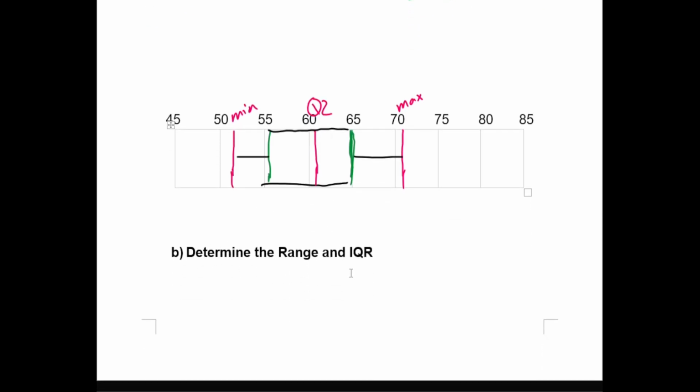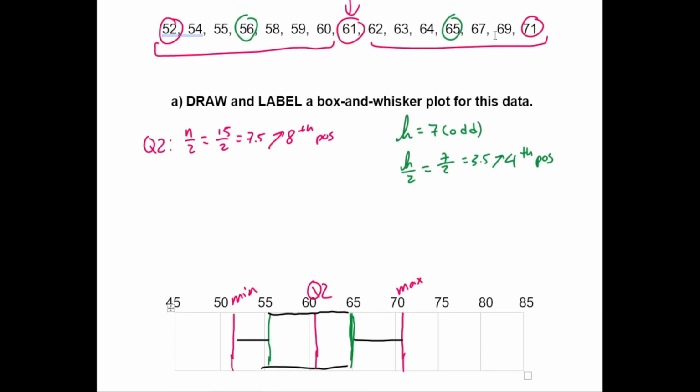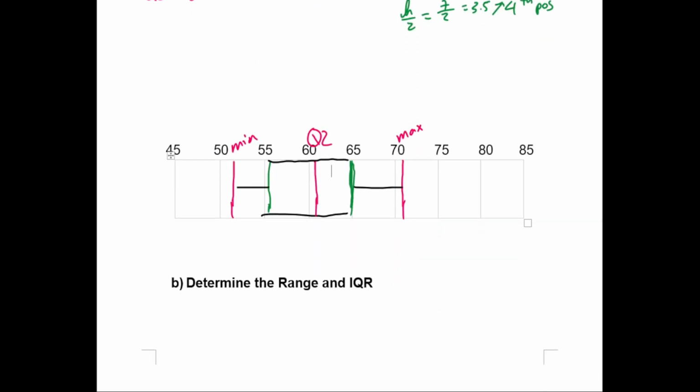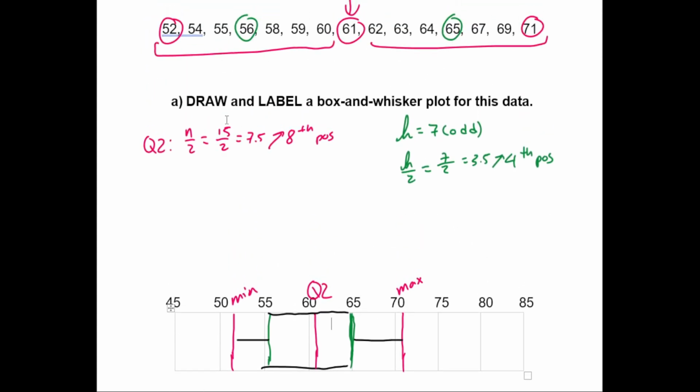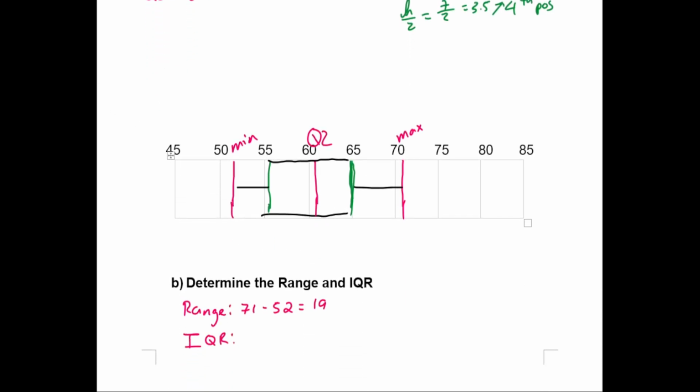Question B is determine the range and IQR. So the range, we just take 71 minus 52. That's just going to be equal to 19. And for the IQR, we just take Q3 minus Q1. Q3 is 65 minus 56. Oops, that's not right. 65 minus 56, and that's just going to be equal to 9. Okay, so your range is 19 and your IQR is 9.